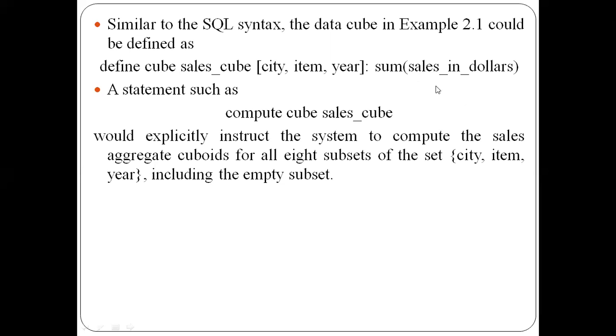Okay, so what is the measure? Sales in dollars, and here the operation that I want to find is the sum of sales, so I use the operator sum, and then sales in dollars. So this is the syntax which we can use to define the cube in a data warehouse. Define cube, and the name of the cube is sales cube. What are the dimensions here? City, item, and year, and the measure is the sum of sales here.